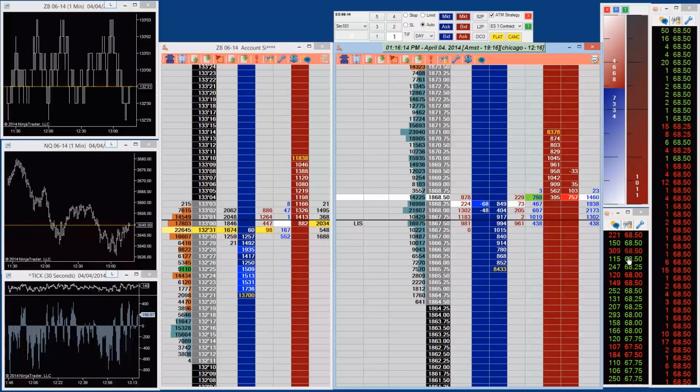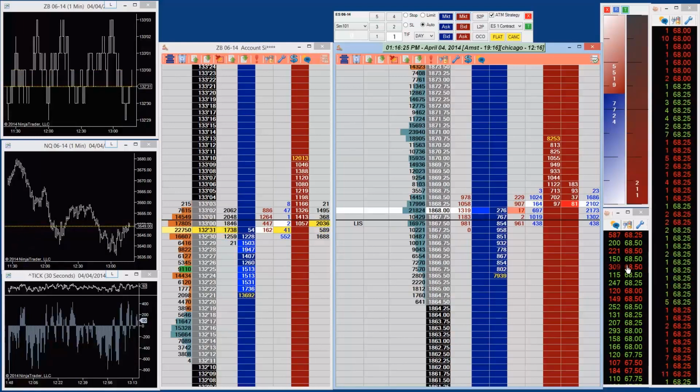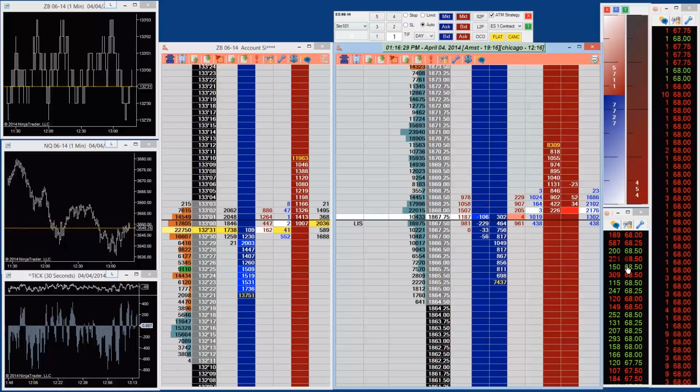The other one you can use is a filtered time and sales. And the reason you use a filtered time and sales is to see size, to see which size is trading. So if there's a lot of large players trading against you, that does not bode well for your trade unless they're not getting anywhere. So we just see 100 hit 68.